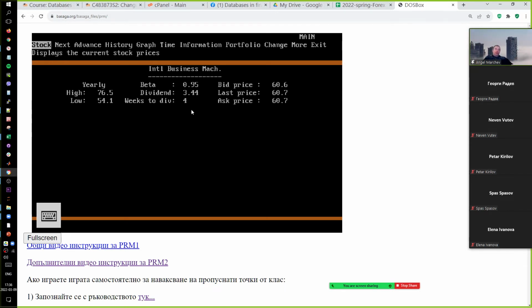But for now, we can see that after 4 weeks, we would be expecting a dividend of $3.44 per share of IBM. So probably not a bad investment if we buy it at 60. This would mean that 3 divided by 60 would be about a 5% return. Not bad for one single period.